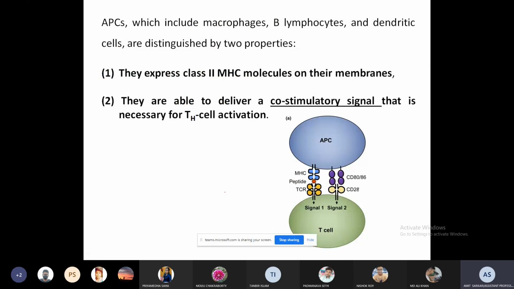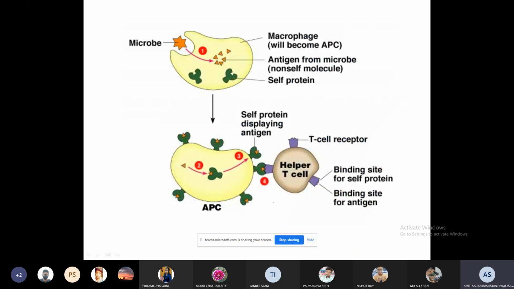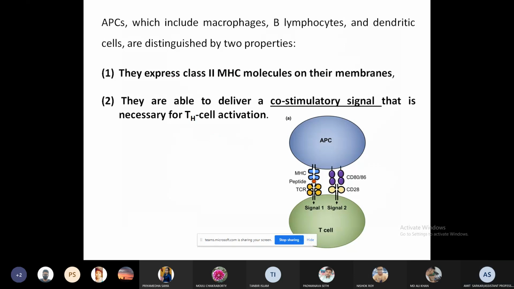First, they must express class 2 MHC molecule. Unless you have a class 2 molecule in your membrane, you cannot present the antigen to the T helper cell. That is the one criterion for being an antigen presenting cell. Secondly, we will not go into detail, but if we take again the old example, maybe it's not very meaningful, if you remember the T cell I called the Maharaja, the Maharaja has to be served the food. Who is serving? B cell or macrophage as antigen presenting cell.